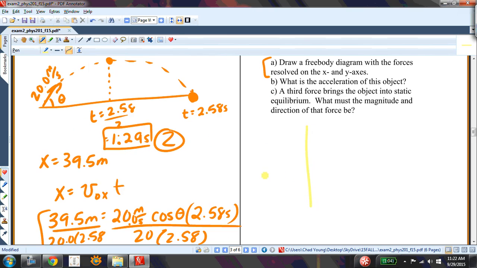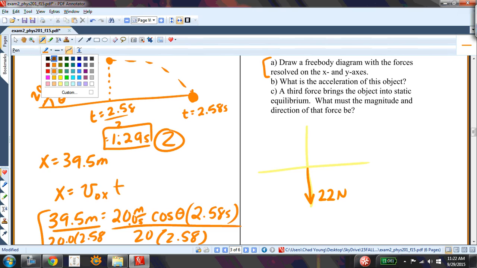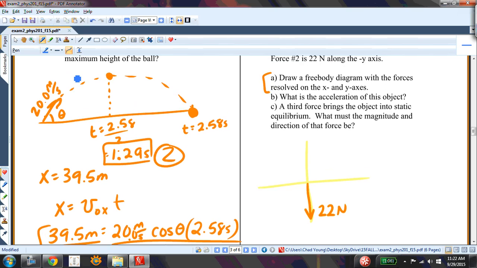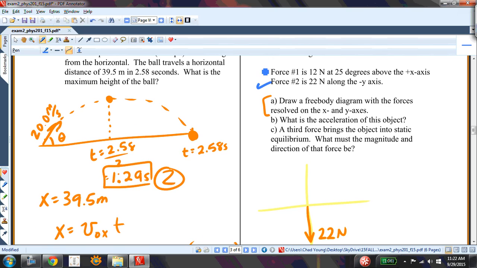So here's my coordinate system, and now I'm going to draw that free body diagram. I just want to draw the forces. I have 22 newtons, which is acting downward. That's force number 2. I also have force number 1, which is 12 newtons at 25 degrees above the x-axis. So it would be here.